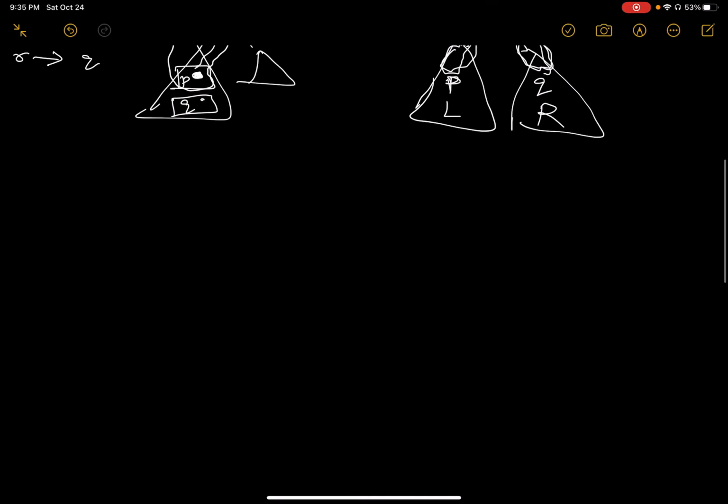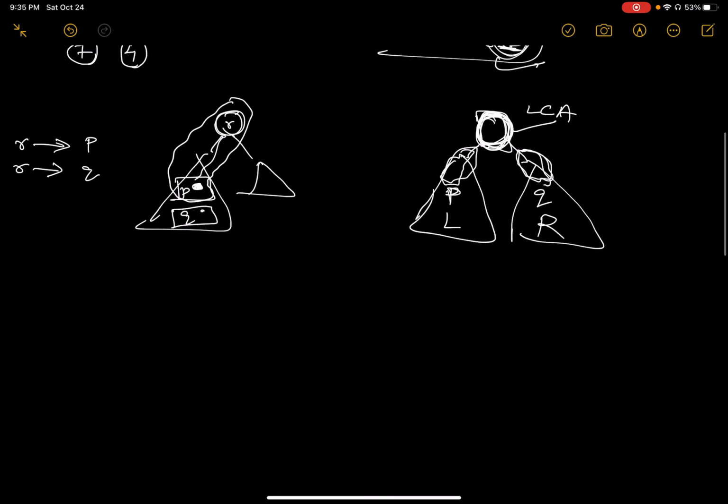And yeah, so we just need to take care of two things. Either both the P and Q are in different subtrees, in that case, LCA is our root node, or both the P and Q are in the same subtree, and in that case, whichever node comes first in the trace path, that is basically our LCA.